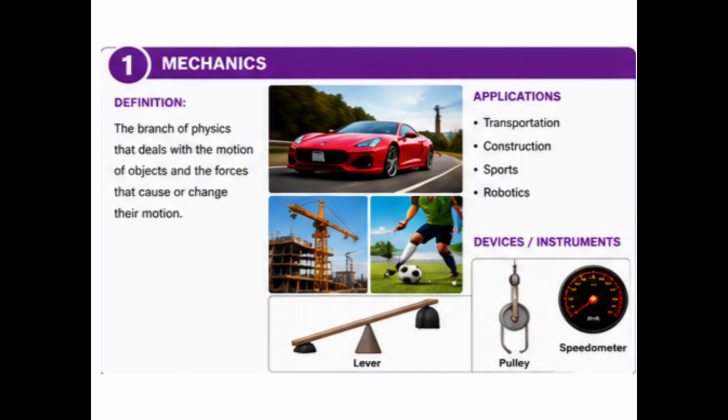We have transportation, construction, sports, and robotics. Of course, robots have moving parts. So, what are the devices or instruments that are associated? We have lever, pulley, speedometer, we have rockets, we have machines that can move, and many more.